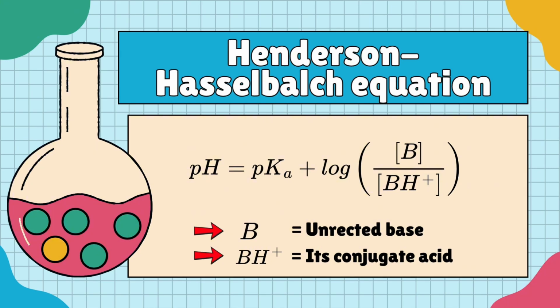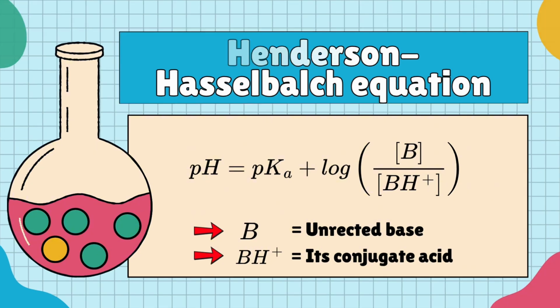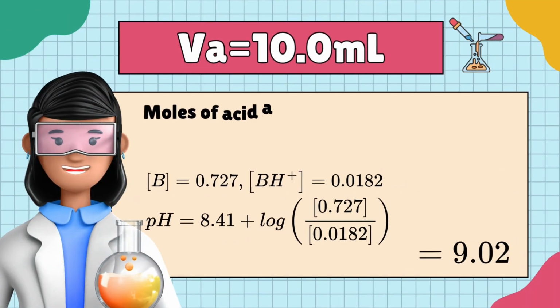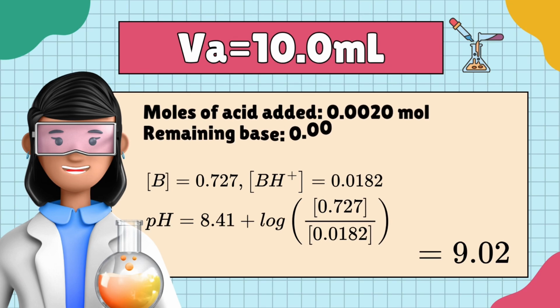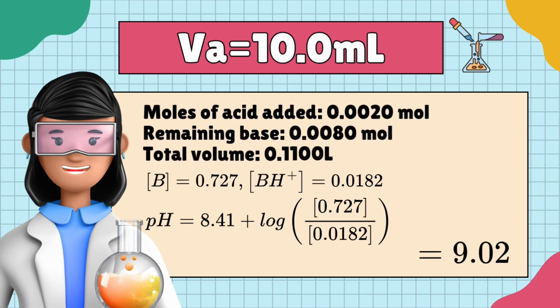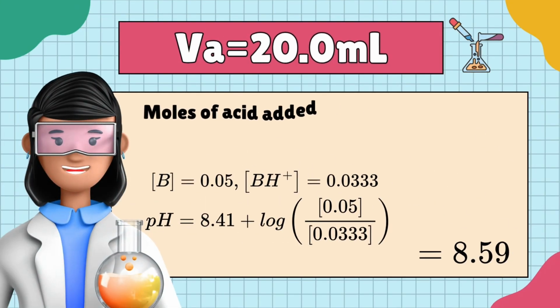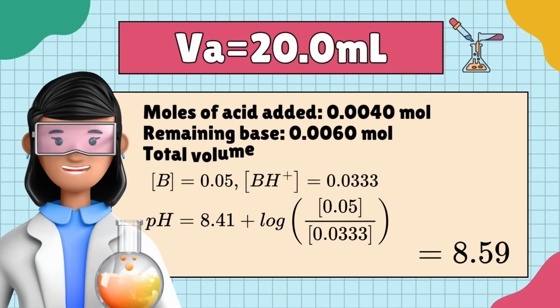Now, let's calculate the pH after adding 10.0 mL HNO3. When the volume is 10.0 mL, the moles of acid added is 0.002 mole, and the remaining base is 0.008 mole. Hence, the total volume is 0.1100 liter. In order to get the pH, we use the Henderson-Hasselbalch equation, and the pH obtained is 9.02. We use the same method of calculation for 20 mL also, with the obtained pH value equal to 8.59.